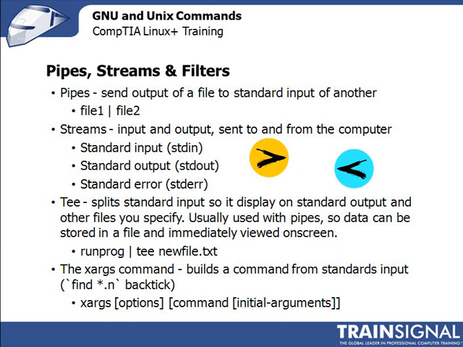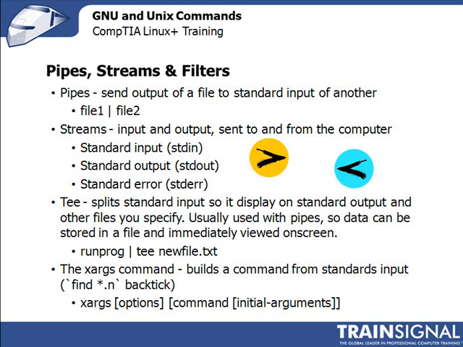The tee command is often used with pipes as it can display information via standard output and also multiple files. As an example, if you typed in run prog space pipe space tee space new file.txt, the program would display the output on screen and also copy it to new file.txt.